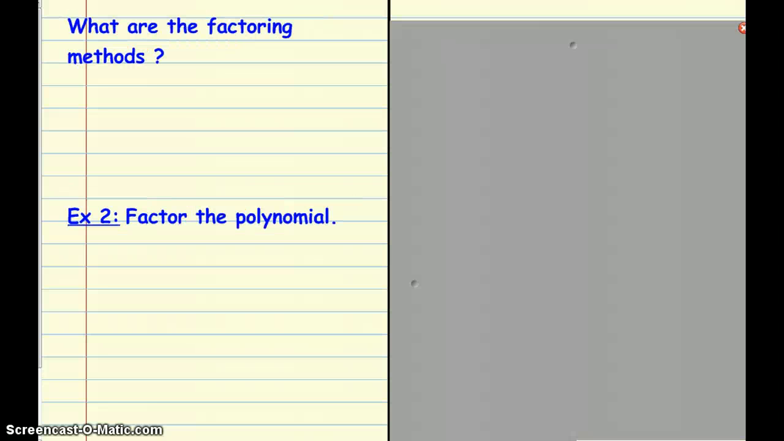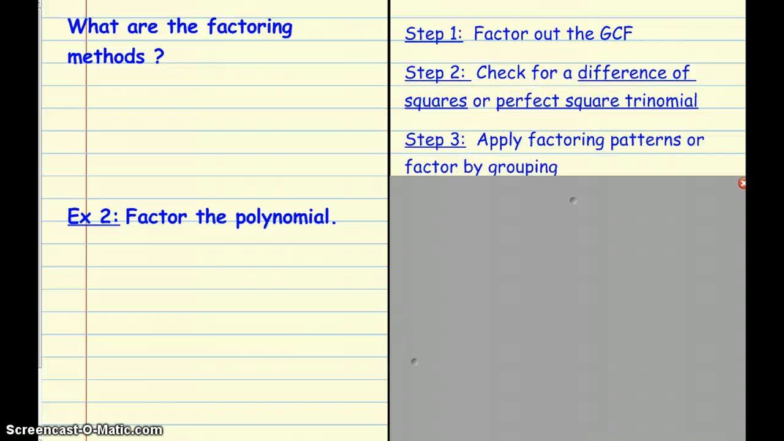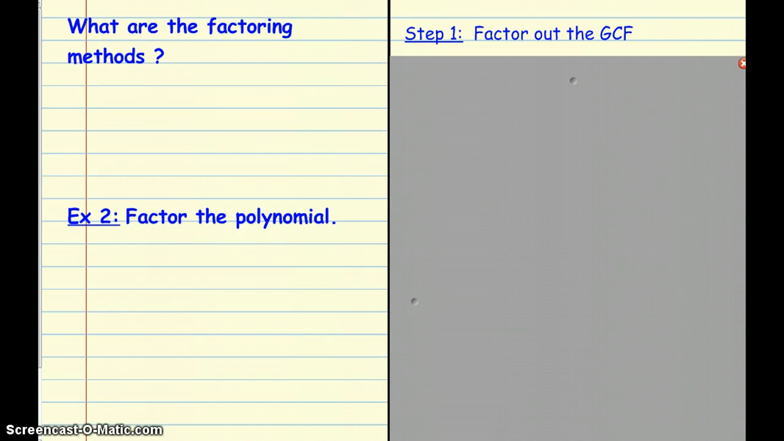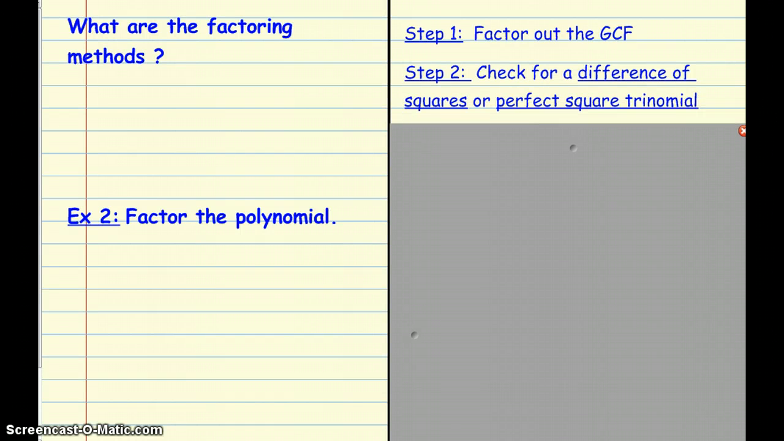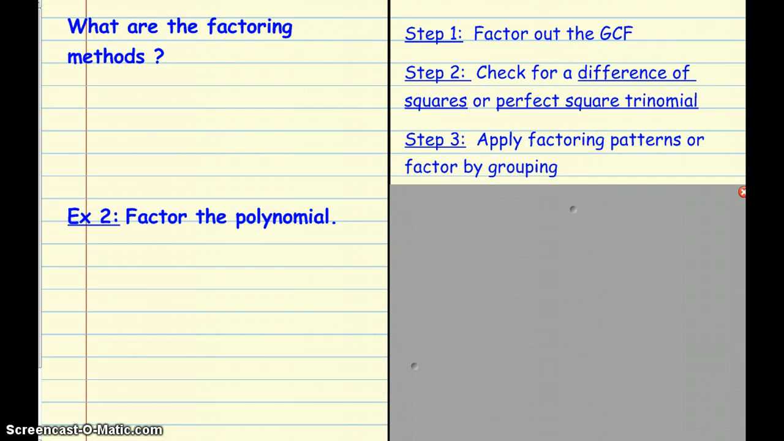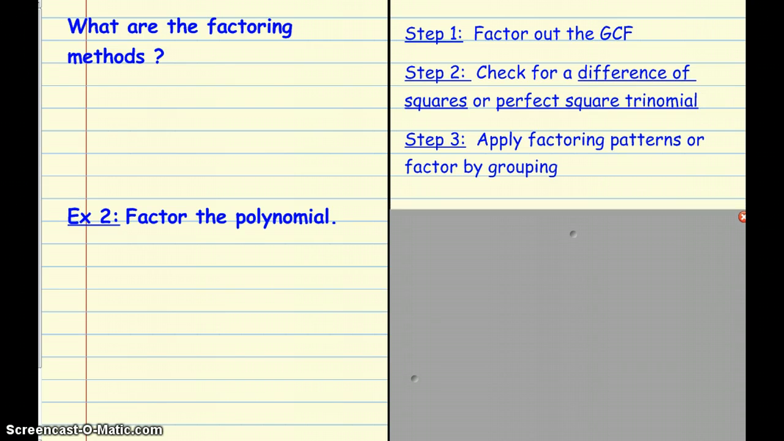So what are the different factoring methods that we can think of? The first thing we can do is factor out the greatest common factor. That's something that we did earlier in the chapter. Then check for differences of squares or perfect square trinomials, and apply any factoring patterns or rules that we've talked about, or factor by grouping.